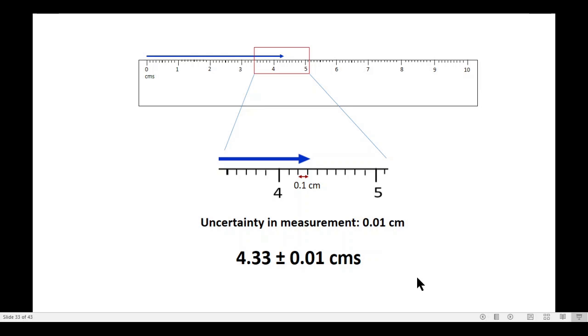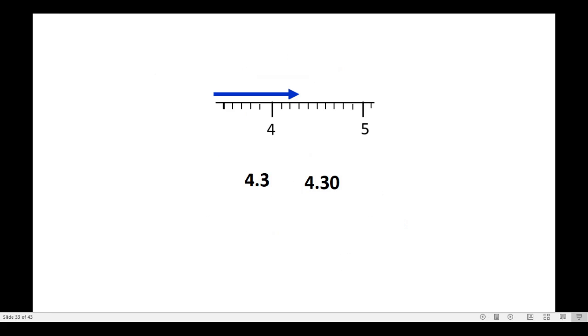Another interesting point. What if the tip of the arrow were to visibly align with the third mark after 4? Here again, simply leaving it at 4.3 will not be right. You have to put down the digit corresponding to the hundredth of a centimeter. That is, you have to put down some digit after 4.3. So you have to report it as 4.30.